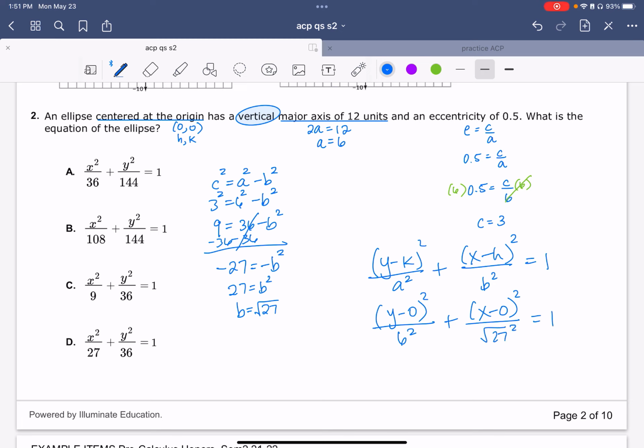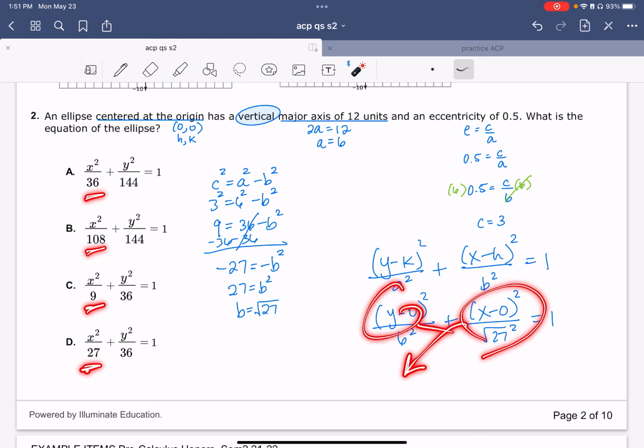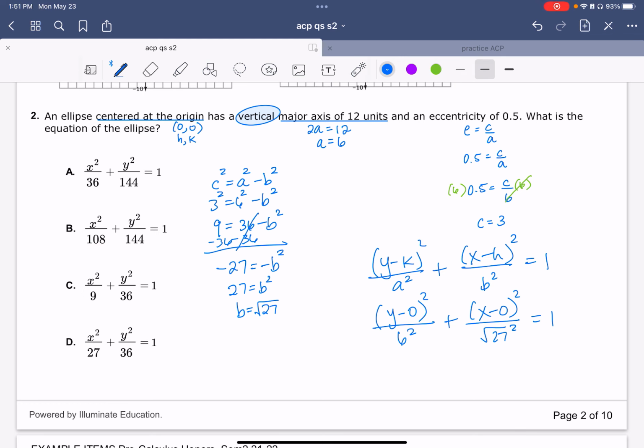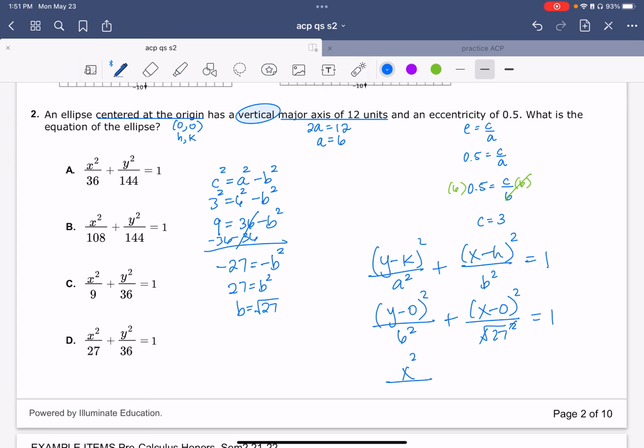Okay, notice that this is unsimplified, but all the answer choices start with x. So we're going to move this x to be at the front, and we're going to put the y second. So x minus 0 is just x. So it would just be x squared, and here the square root of 27 and the square cancel out, leaving you just 27. Y minus 0 is just y. 6 squared is 36. So this would be the final answer, and the answer choice that matches is D as in dog.